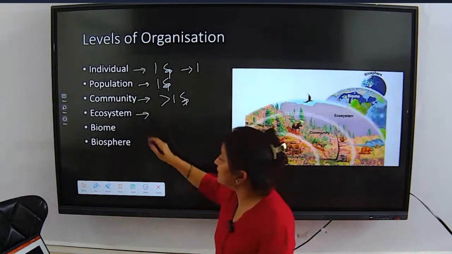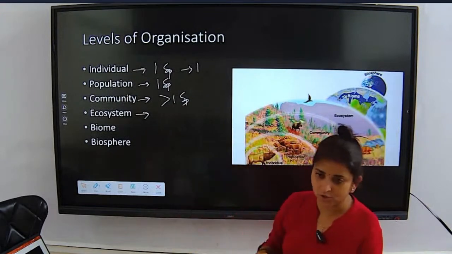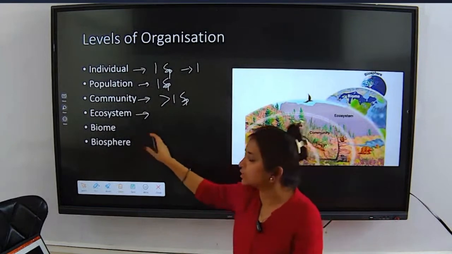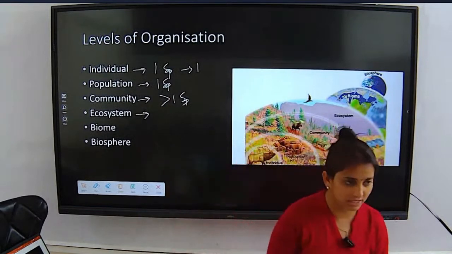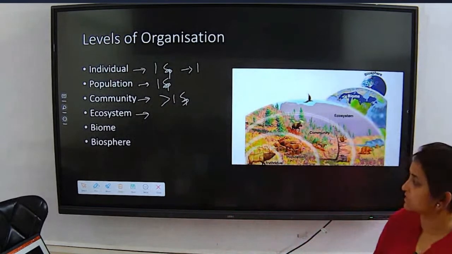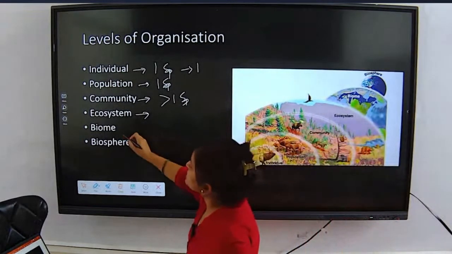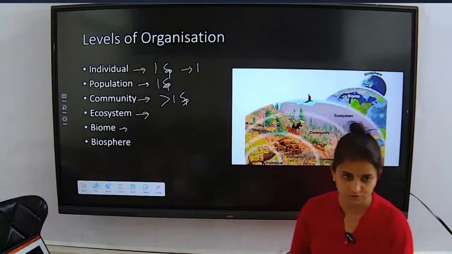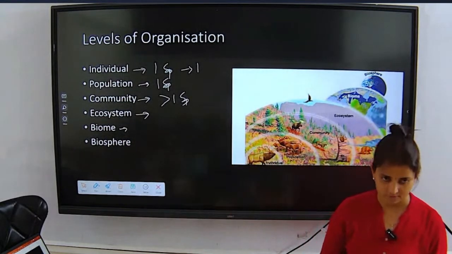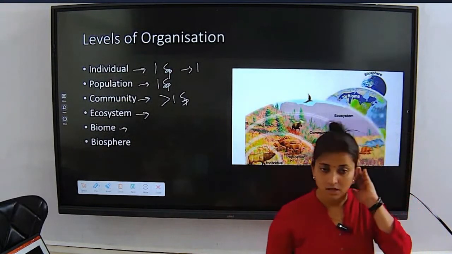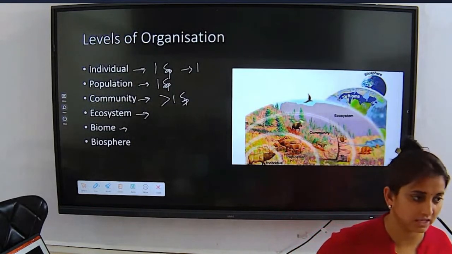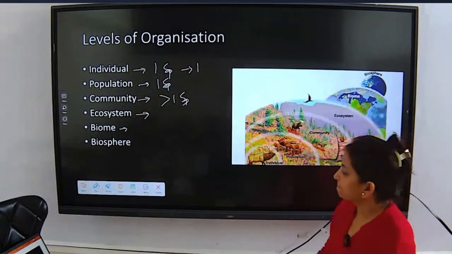In ecosystem, we are talking about biotic plus abiotic components. Till here, we were talking about only alive components. Here we are talking about biotic plus abiotic components to form an ecosystem. So many ecosystems will together form a biome, and so many biomes together will form the biosphere. Correct. Biome and biosphere are with respect to the area that they cover. Okay.